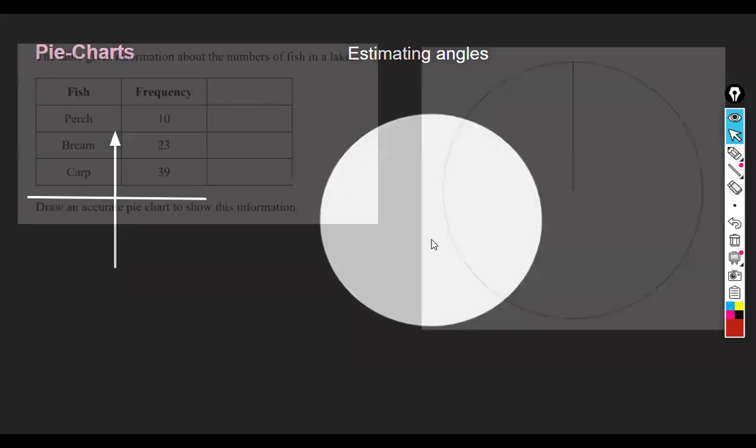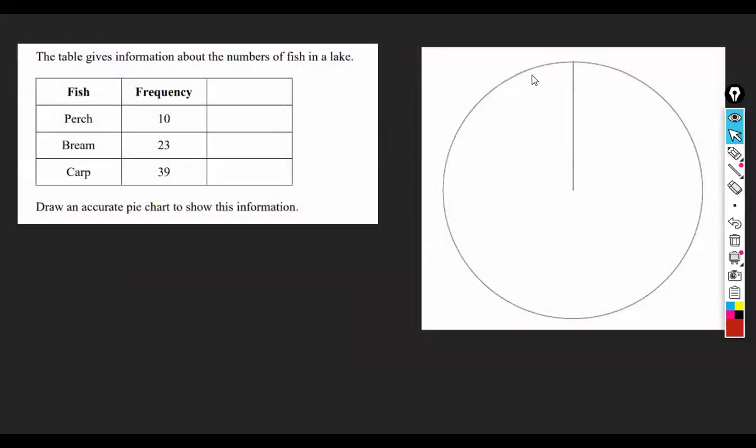All right, so we went through this last week. I'm not going to go through that. So this is where we ended class last week. So apparently somebody went to catch fish, and they caught perch fish. I have no idea what a perch fish looks like. A bream and a carp. And we're supposed to draw a pie chart to depict the situation.